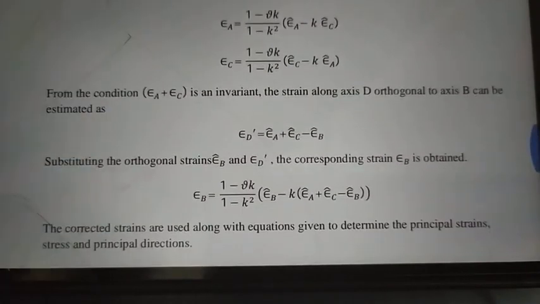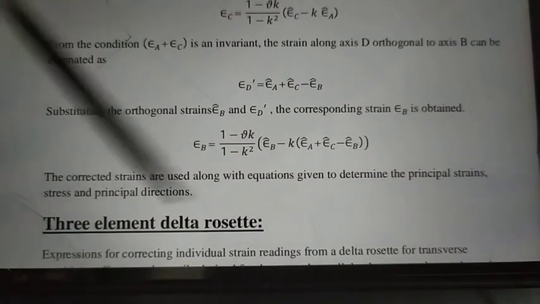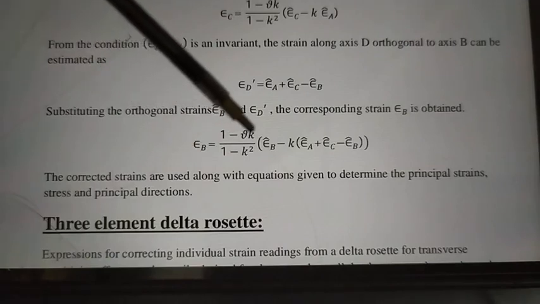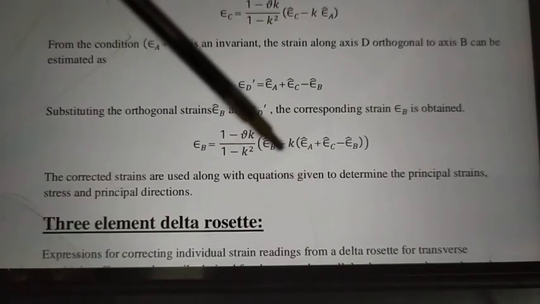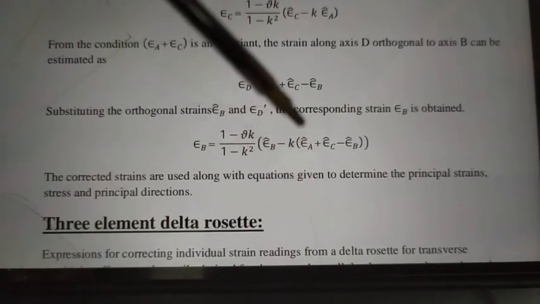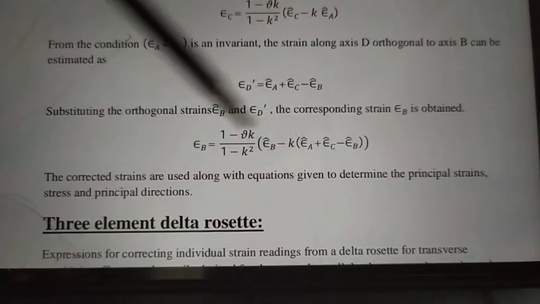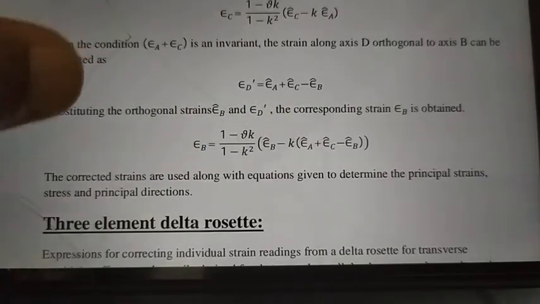But for epsilon b, just remember this equation. Epsilon b is equal to (1 minus nu k) by (1 minus k square). This is similar, but in here the term changes to epsilon b cap minus k into (epsilon a cap plus epsilon c cap minus epsilon b cap). This is how you make the correction for the 3-element rectangular rosette.